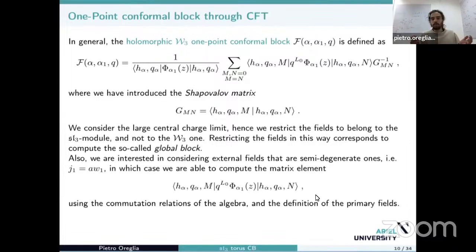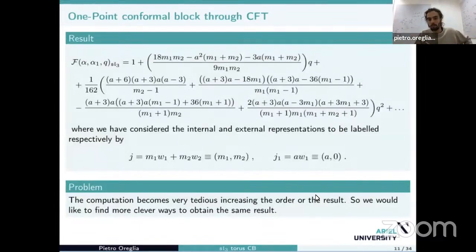Simply using the usual techniques of conformal field theory, so using the commutation relations of the algebra and moving the generator from one side to the other, and so forth, we obtain the following result. I'm not going to describe too much about this result here. But we can see, simply looking at it, that increasing the order of the expansion in q, the computation becomes very difficult and tedious. So the idea is to try to find a way to do this computation that can be a bit easier, let's say.